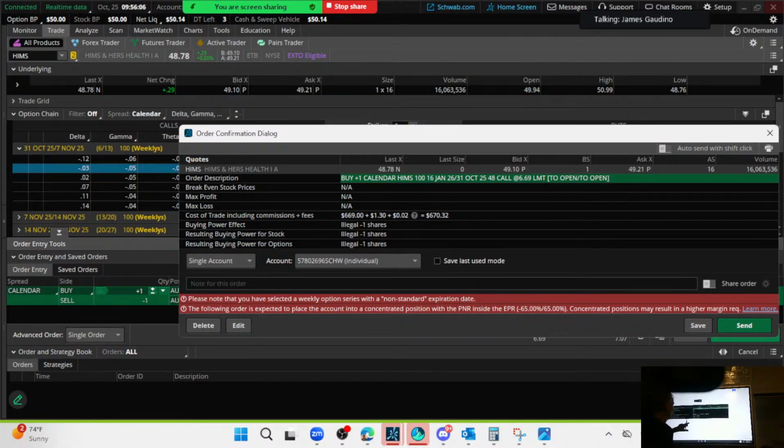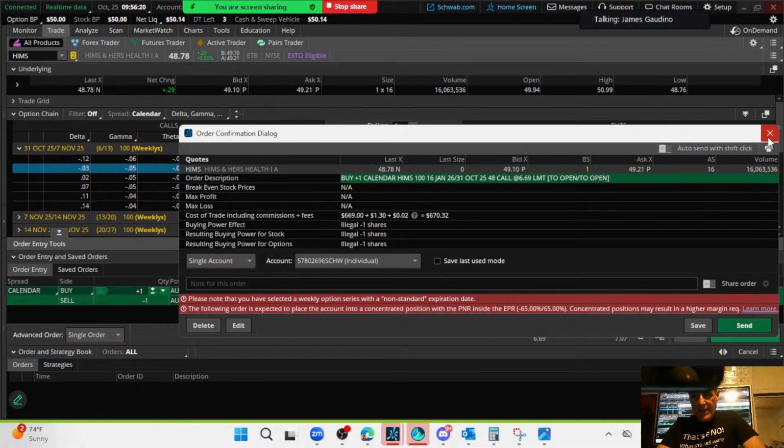All right, so there's the calendar. Let's find out what the rate of return on that's going to be. In order to find that out, we've got to go back to find out the value of the option.